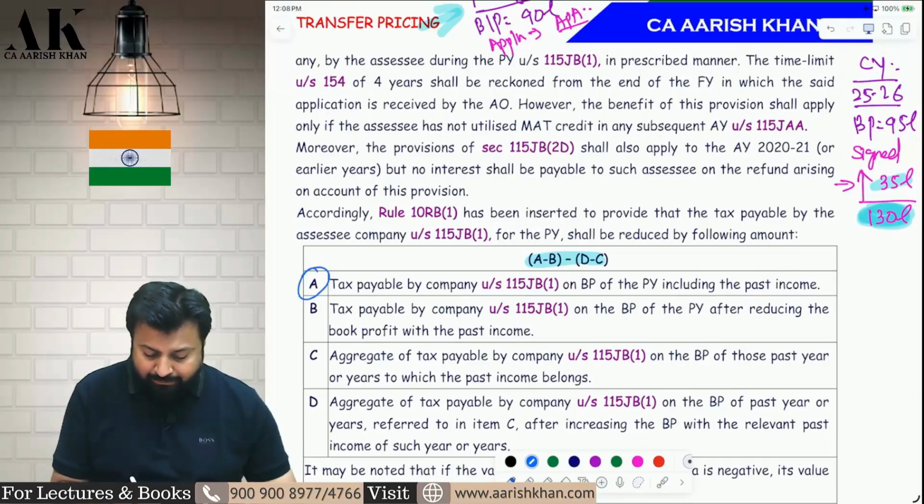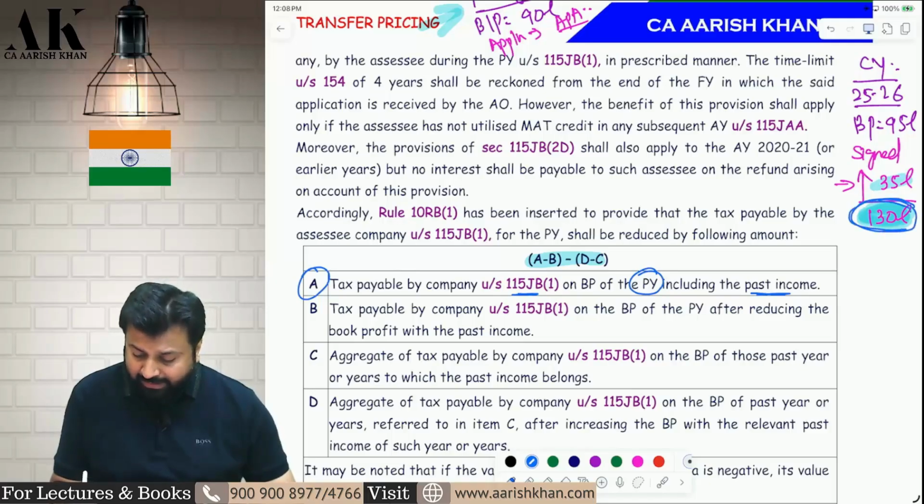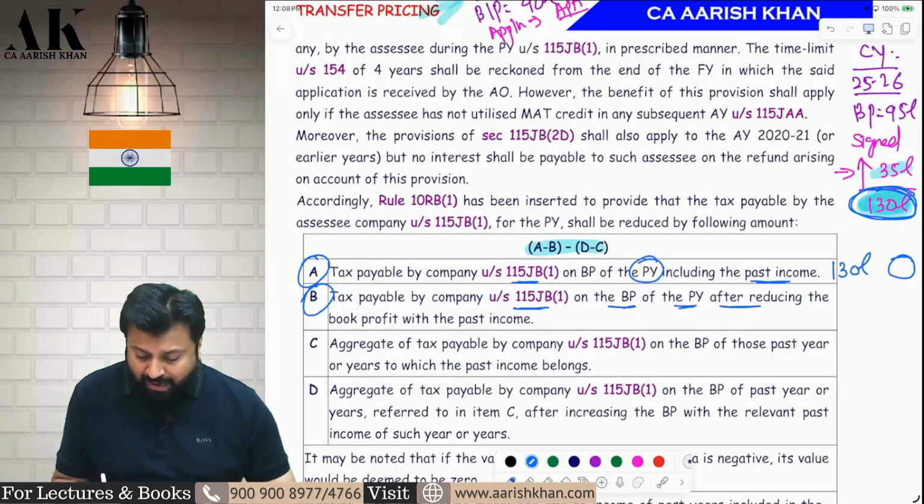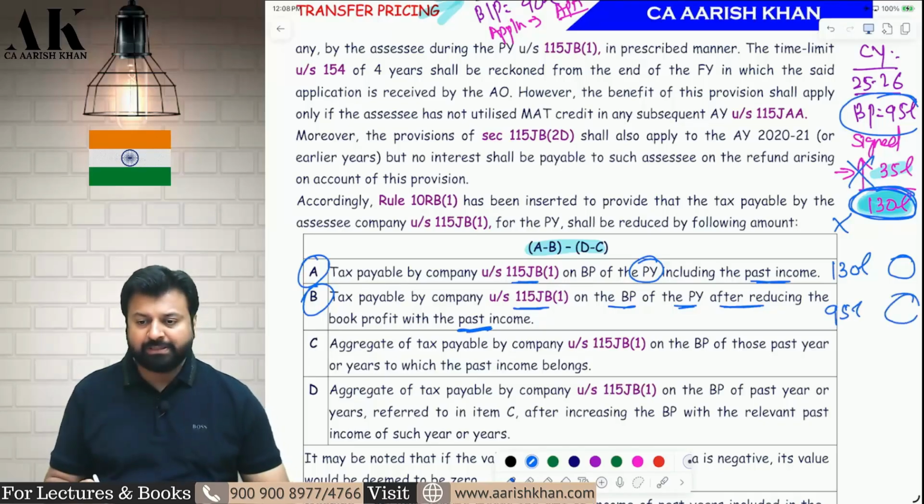A is tax payable by company under 115JB on book profit of the current year, including past income. So now you have to compute book profit of the current year, including past year income. So first you will compute tax on 30 lakhs. Then what is B? B is the tax payable by company on book profit of the current year after reducing the past income. So now you will not take the past year income. So you will now compute book profit tax on 95 lakhs. So this will give you A minus B.